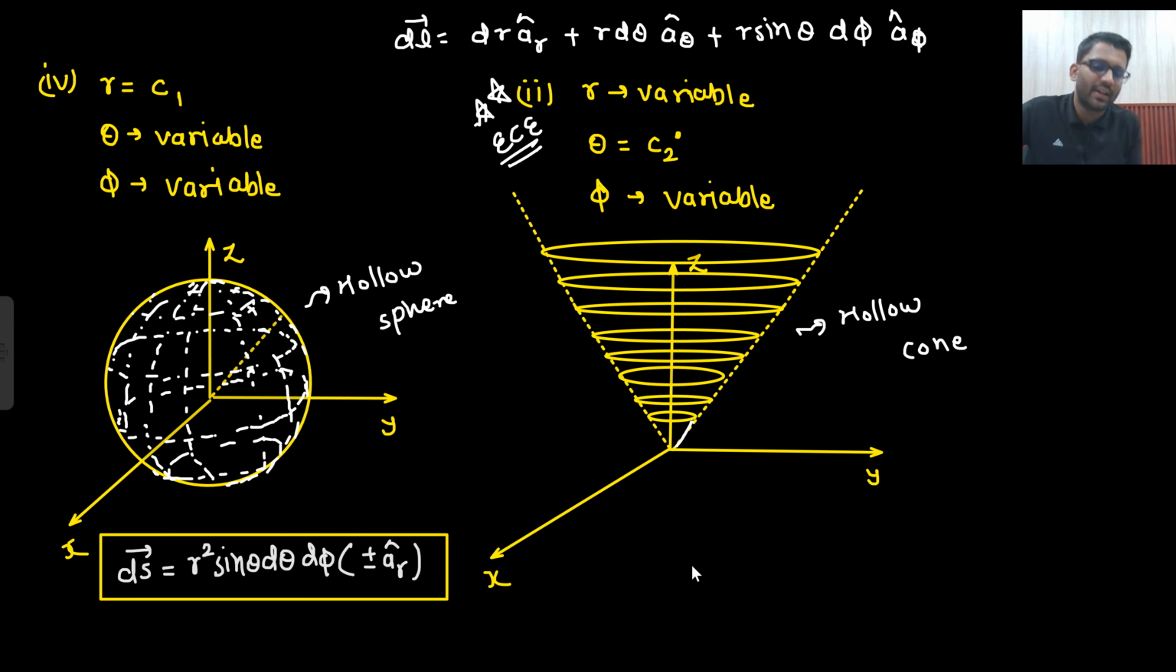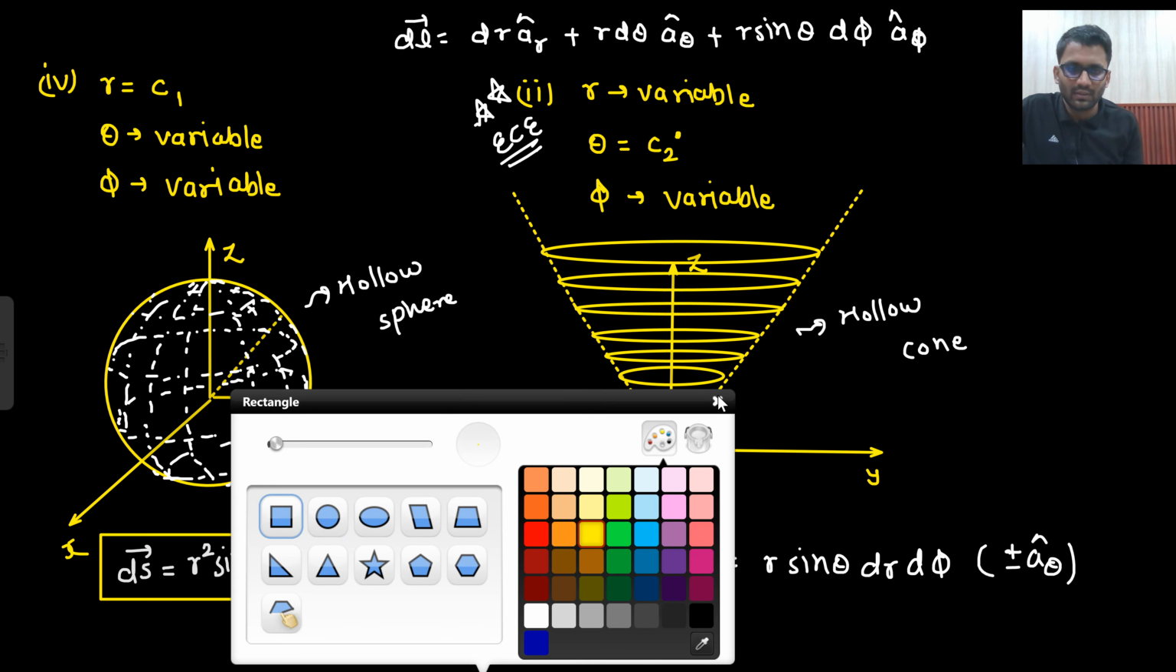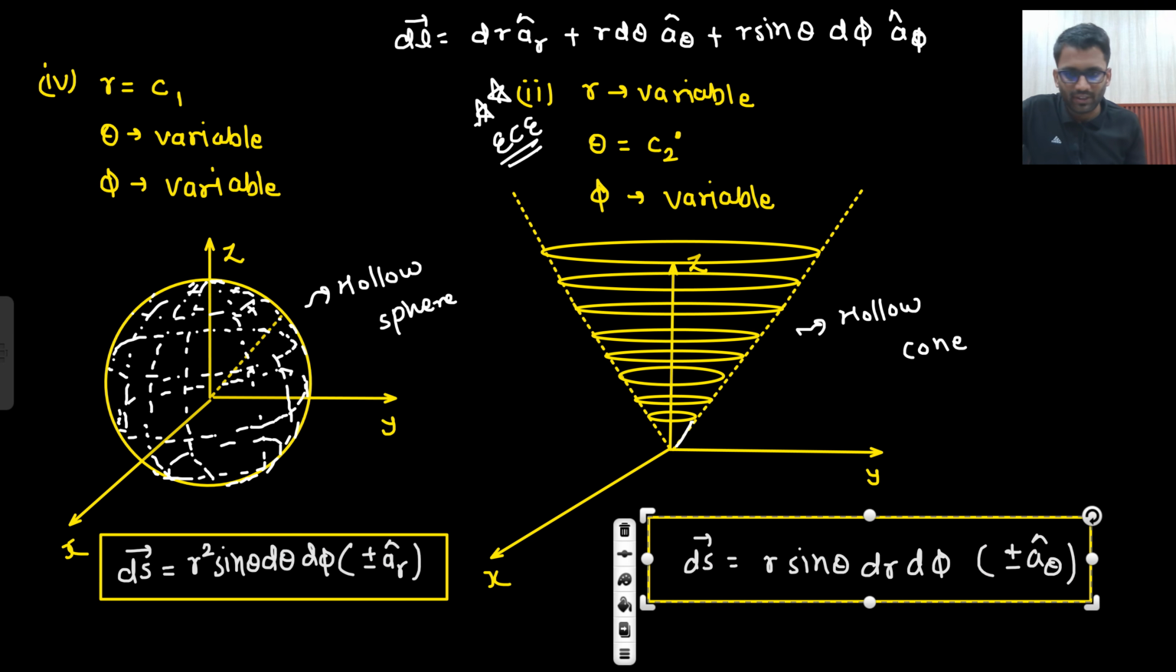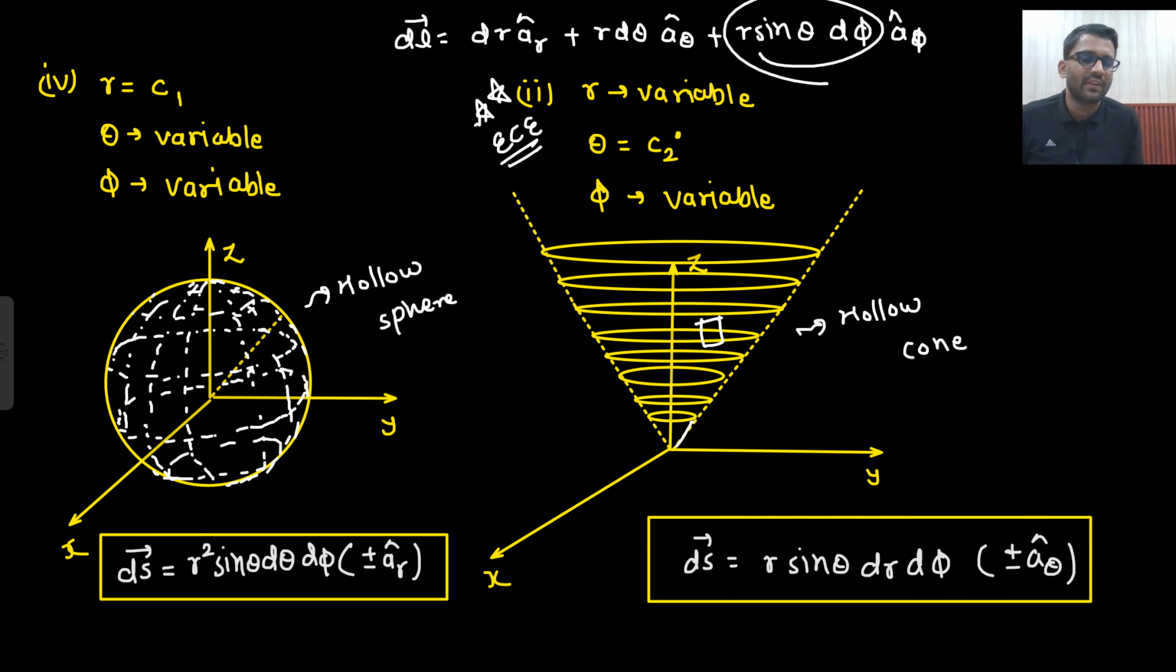If I take a small area, can I write down the surface area here? What is fixed here? Theta is fixed. So the area is R sin theta dr d phi, right? So what will be the unit vector? That will be plus minus. Visualizing it is a bit tough, but if you want to visualize, just try taking a small area across the cone. In what direction are you moving? In phi you are moving. If you move in phi, how much do you move? R sin theta d phi.